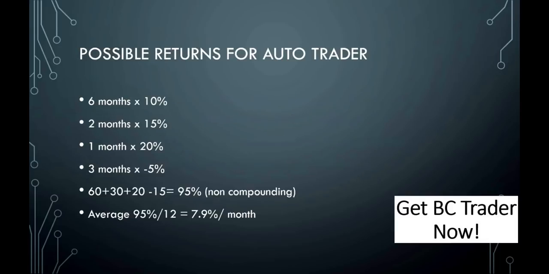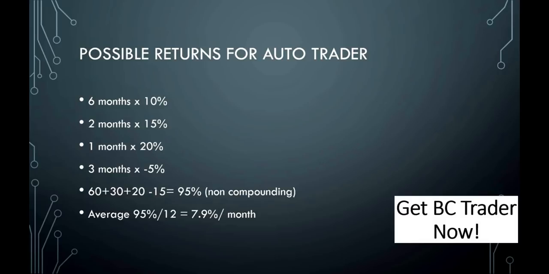All right. So possible returns for the auto trader. Okay. So this is a fictitious scenario that I have created because sometimes people want to see numbers, right? What is possible? What could it potentially do? I'm not saying that these are definitely going to be the results. In no way am I saying this is how the auto trader return is going to be. I'm just giving you some numbers that I'm pulling out of thin air just to give you an idea of how it could potentially work.